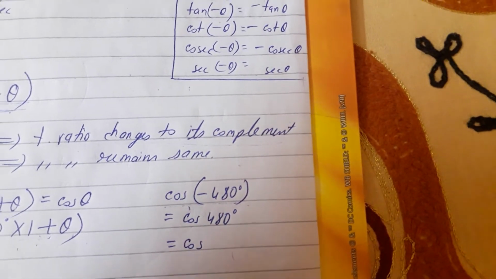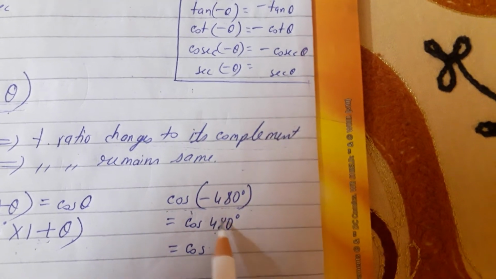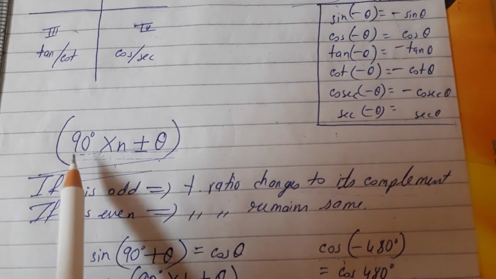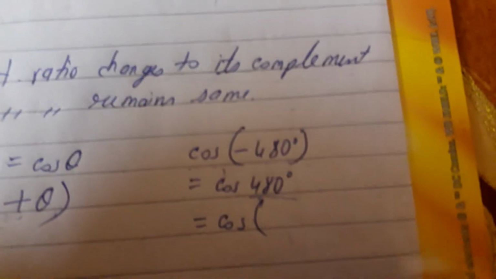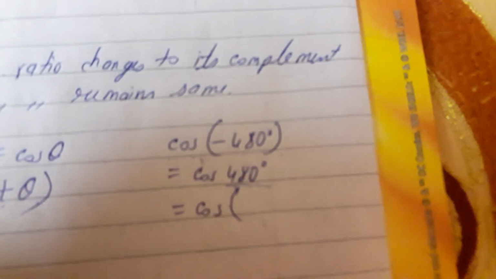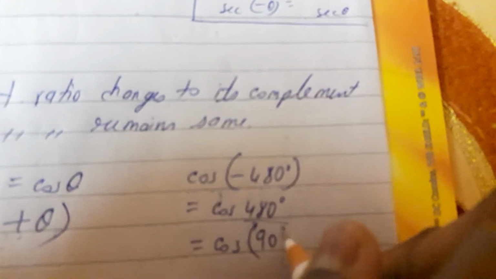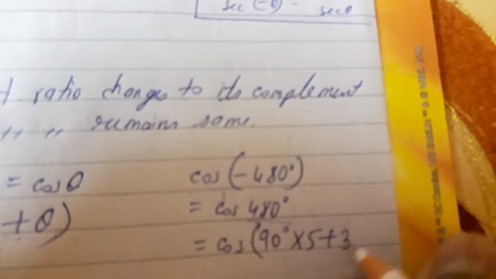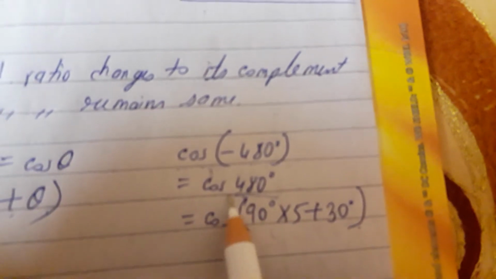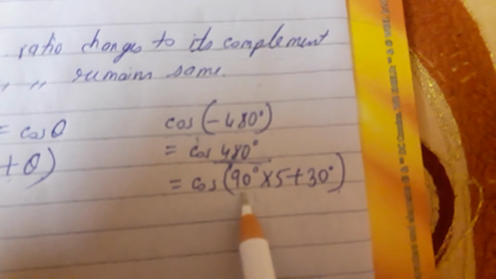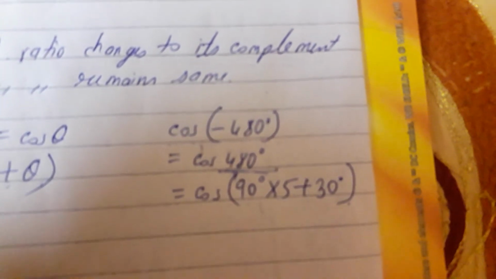Now you have to expand this angle in the format I have given to you. See, 90 into n plus minus theta, so split it, 480 degree is given to you. We all know that 90 into 5 is 450 degree, so we can write it as 90 into 5, that is 450 degree plus 30 degree. Okay, you have to expand this angle in this format. Now see, I have expanded already, that is 90 into 5, 450 degree plus 30 degree.